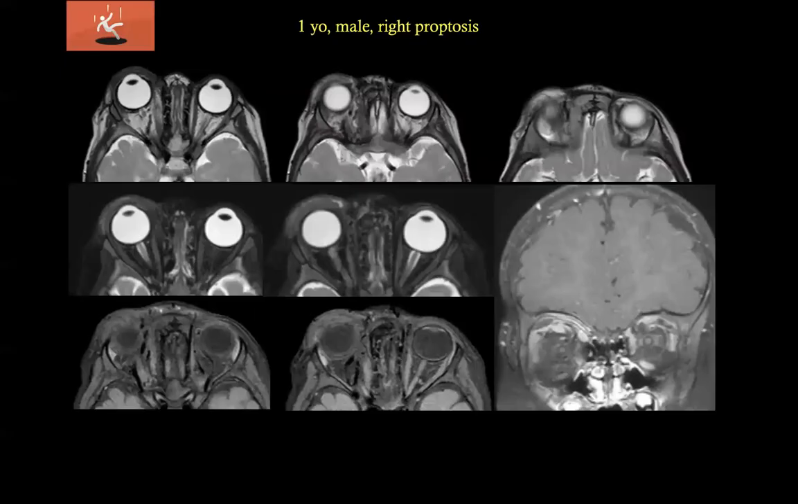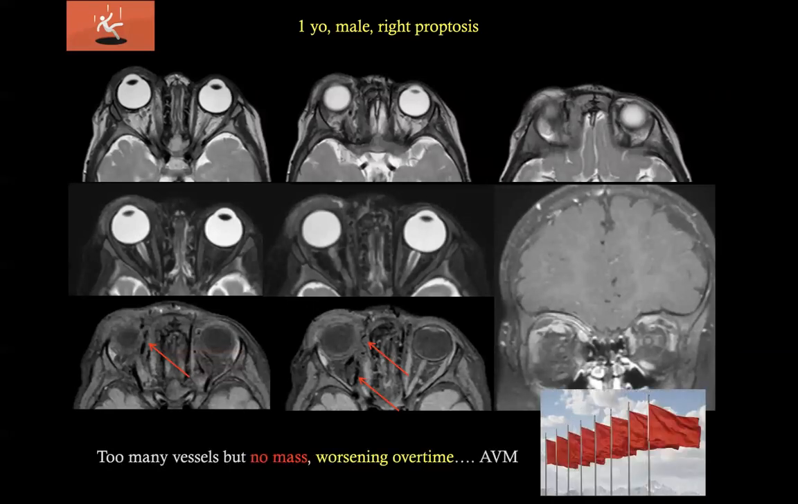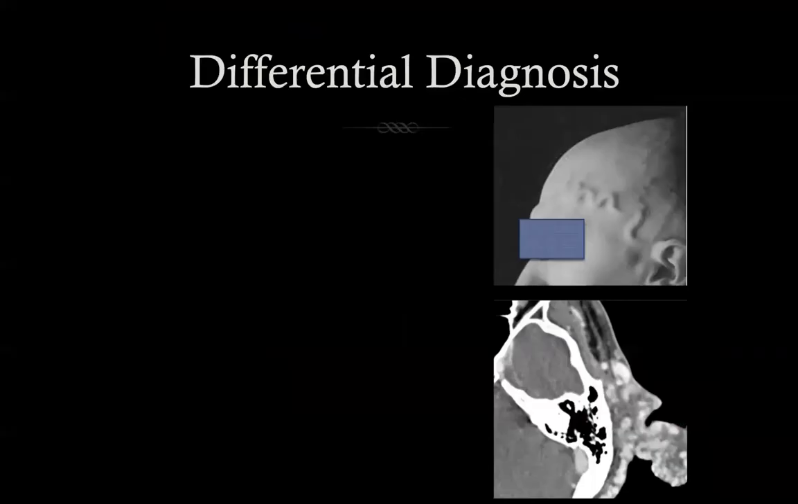Well, if we look at these images again, where is the mass? There is no mass, no discrete homogeneously enhancing mass. This cannot be a hemangioma, and it's very, very important because an AVM is worsening over time in comparison to a hemangioma. And what happened is that we lost a lot of time with this child, and eventually he was operated because the lesion was worsening.